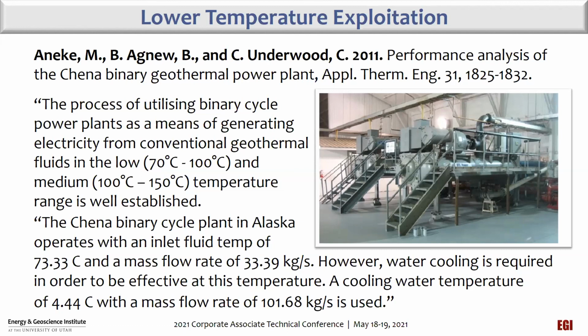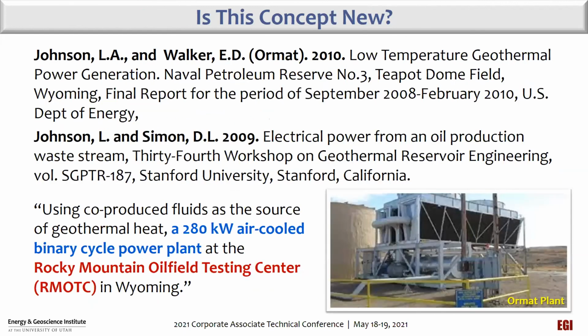electrification operations. However, there have been other experiments and pilots in the last decade or so, and the most notable one was at RMOTC, the Rocky Mountain Oilfield Testing Center located in Wyoming. And Ormat, a premier binary system manufacturer, carried out an experiment there about 10, 12 years ago, where they successfully produced about 280 kilowatts of electricity from a binary plant. And so it demonstrated the possibilities for doing this on a local basis.